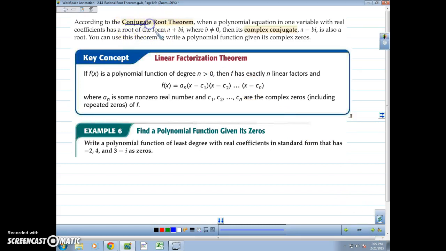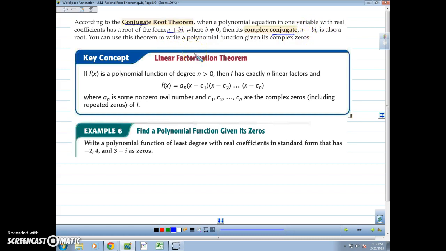conjugate root theorem. A conjugate number is a number that combines real and imaginary numbers. It's usually found in the form a plus bi, where i is the imaginary number. A complex conjugate would be, remember the definition of conjugate is when you switch the sign. So instead of a plus bi, you have a minus bi. That's the definition of a conjugate.